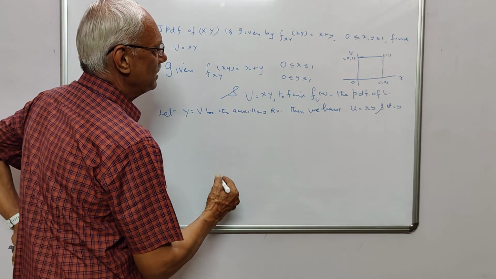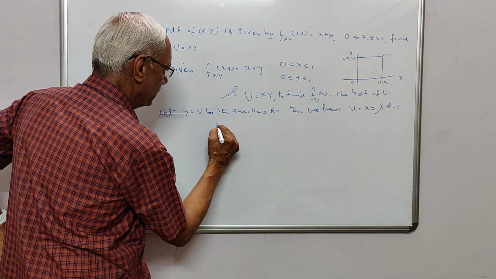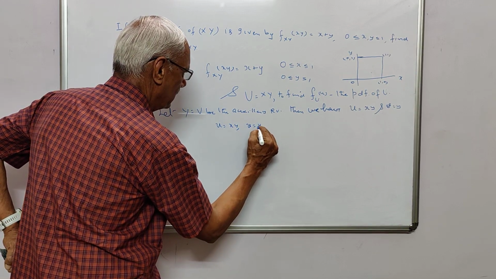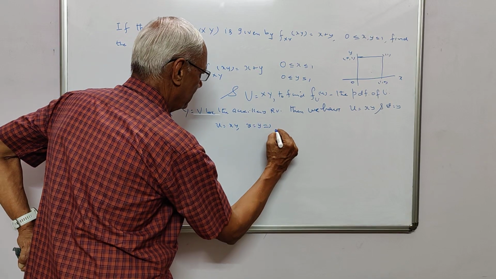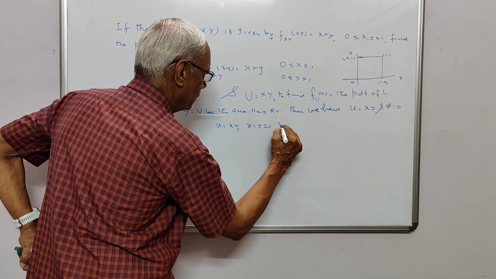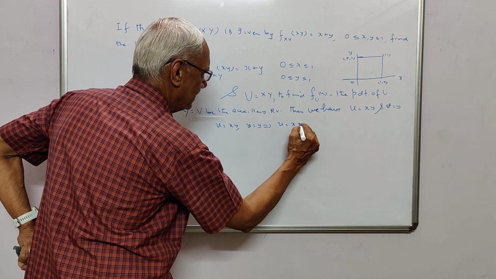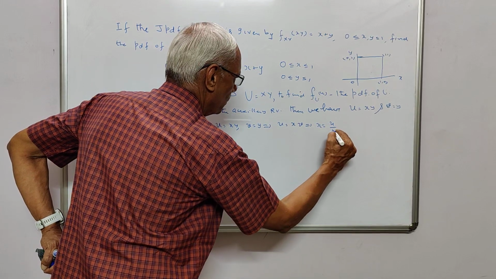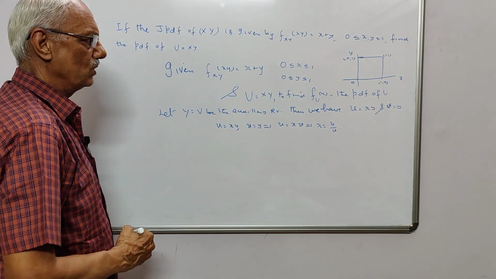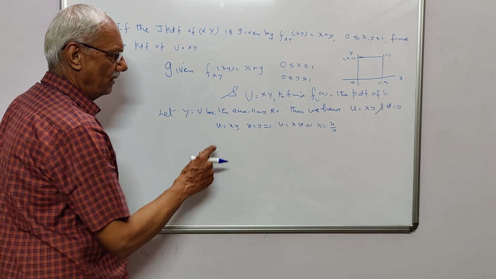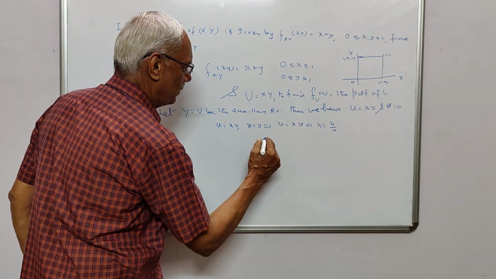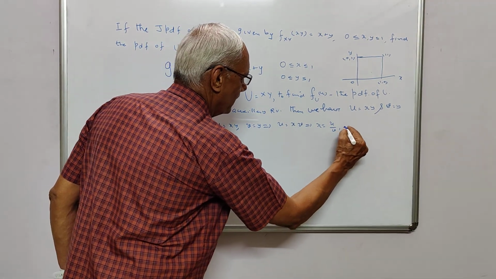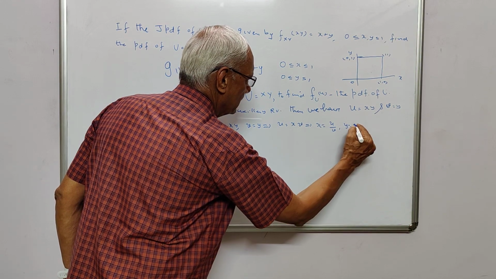So from this, what do you get here? You get u is equal to xy and v is equal to y. This implies, here you see that u is equal to x into v, which implies x is equal to u by v. Now, having got this, we are able to get the value of this. So your x is u by v and y is equal to v.